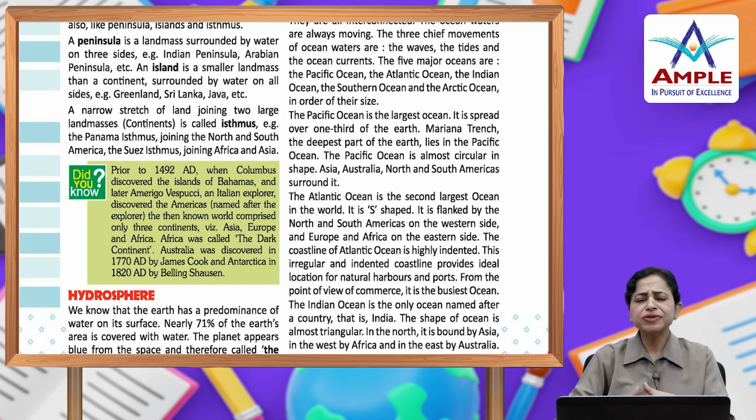The Pacific Ocean is almost circular in shape, and Asia, Australia, North and South Americas surround it. इसके चारों तरफ एशिया है, ऑस्ट्रेलिया है, नॉर्थ एंड साउथ अमेरिका है. The Atlantic Ocean is the second largest ocean in the world and it is S-shaped. इसकी शेप, इसका जो स्ट्रक्चर है वो S की तरह दिखता है.